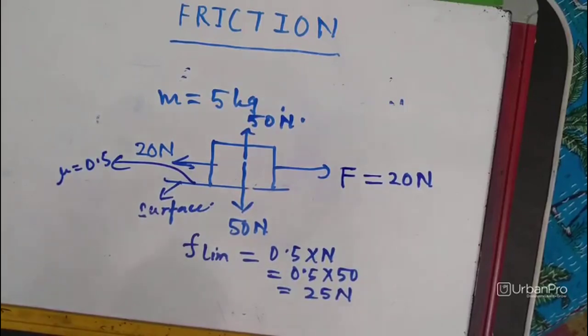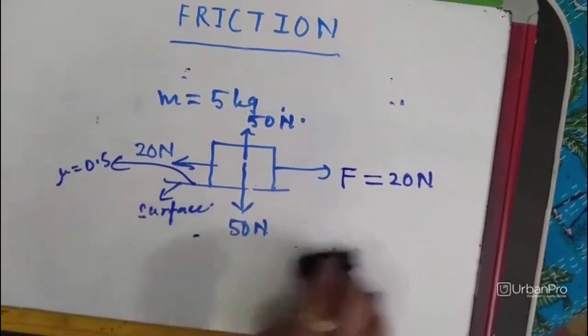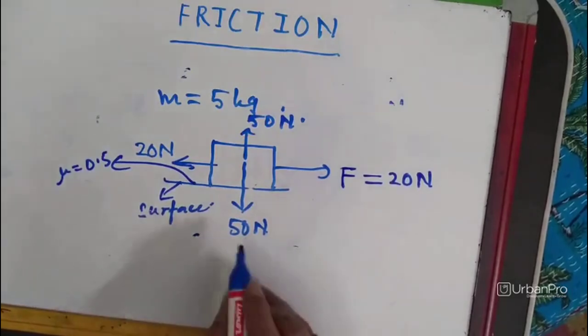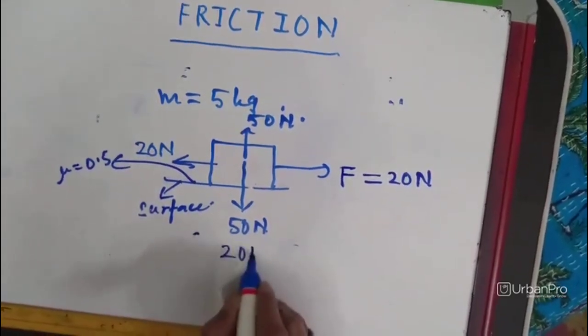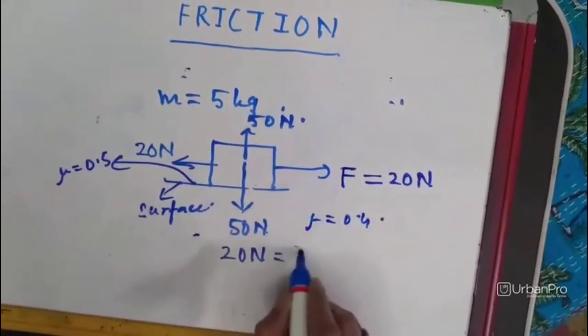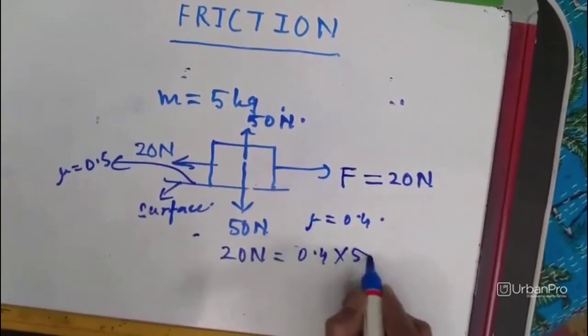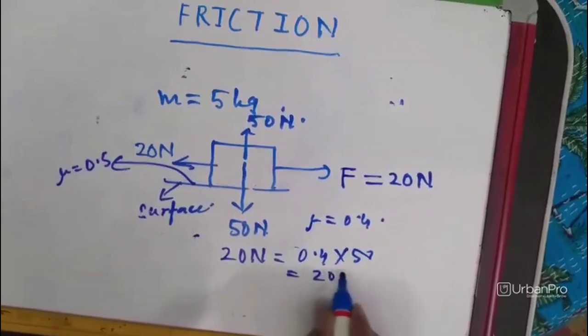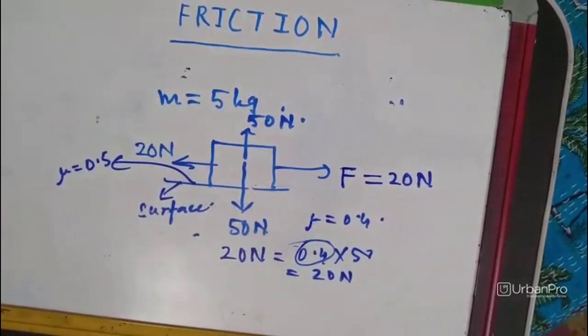So what happens to the mu? To apply 20 Newton towards the left, mu is equal to 0.4 is enough. So 0.4 into 50 is equal to 20 Newton. So it will not apply the entire 0.5 which it could have applied, but instead apply only 0.4 so as to not allow the two bodies to have relative motion.